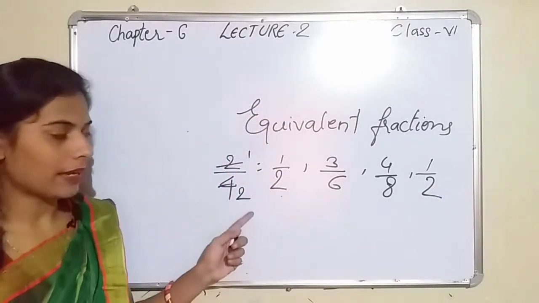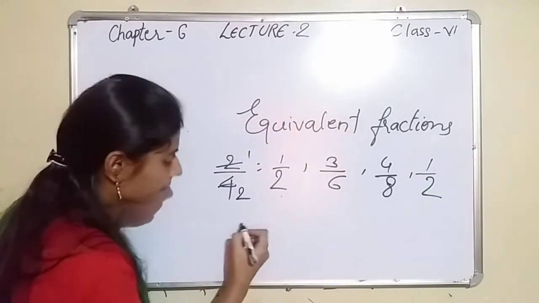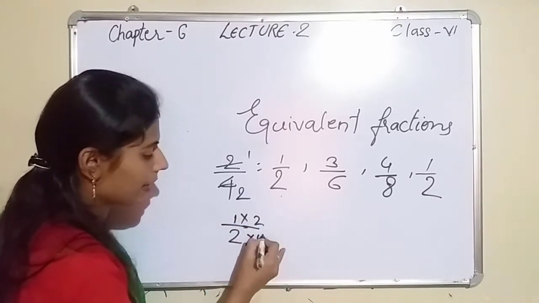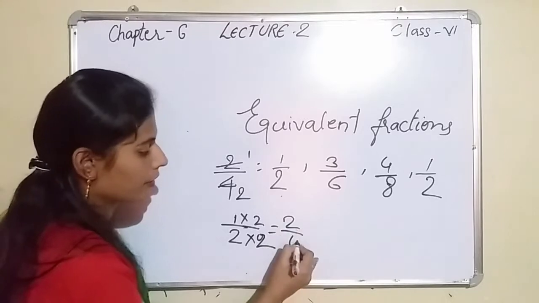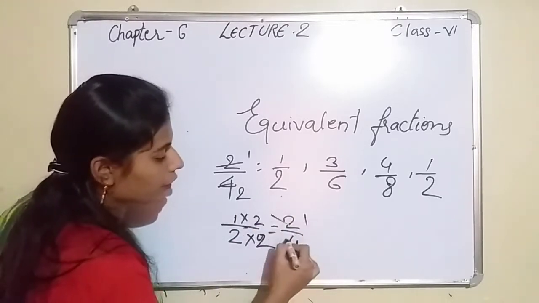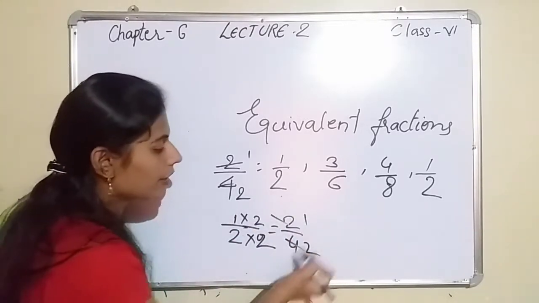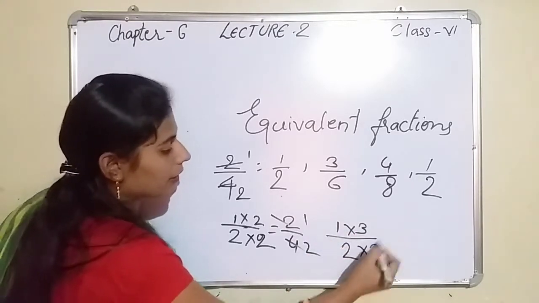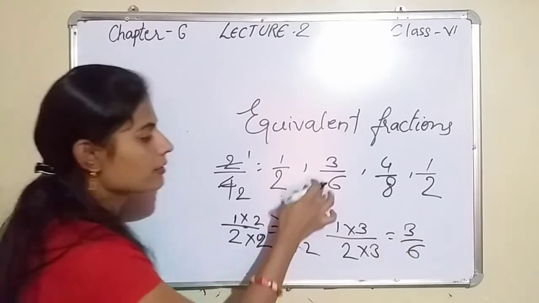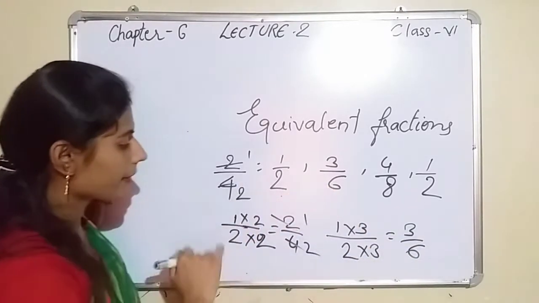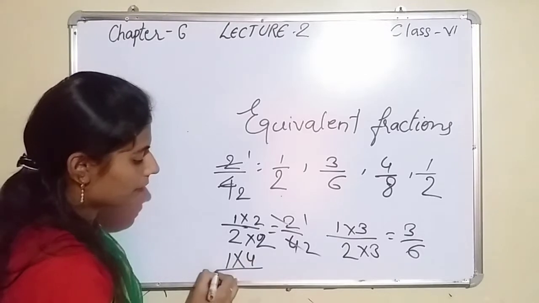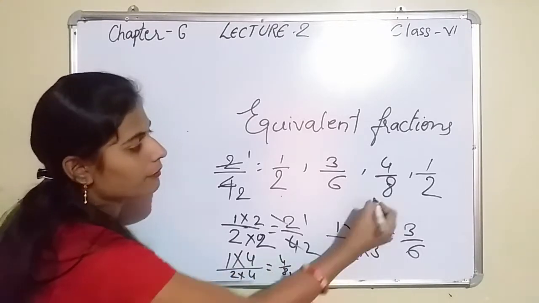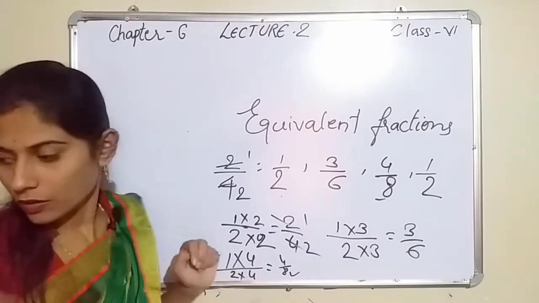So how did you get these values? The same method is there. 1 by 2, multiply by 2 here and by 2 here, then 2 by 4. Then again 2 ones are 2, 2 twos are 4, the same value you are getting here. 1 by 2, multiply 1 by 3 and 2 by 3, here you are getting 3 by 6, that is the value you got here. When you multiply 1 by 4 and 2 by 4, you will get 4 by 8. That is the same value you are getting here.